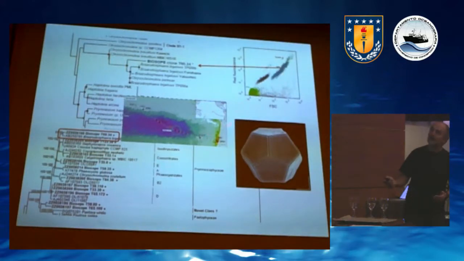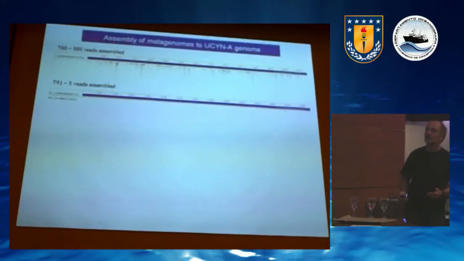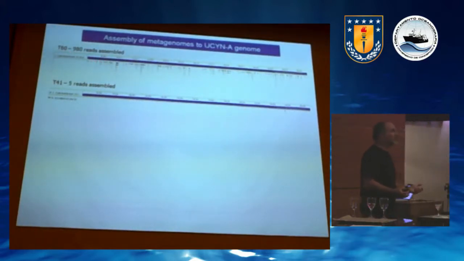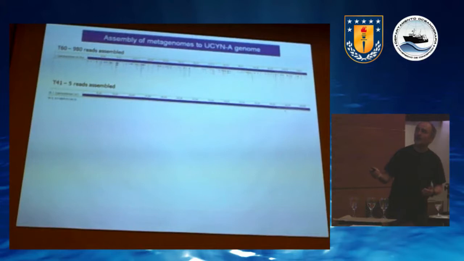In fact, this sample is from the North Pacific. My sample was from the South Pacific. So I looked into my T60 sample, and bingo, the cyanobacteria was there also. So when I sorted this eukaryote, I also sorted the cyanobacterium with them. And I was able to assemble, actually, almost from my metagenomic sample, this.